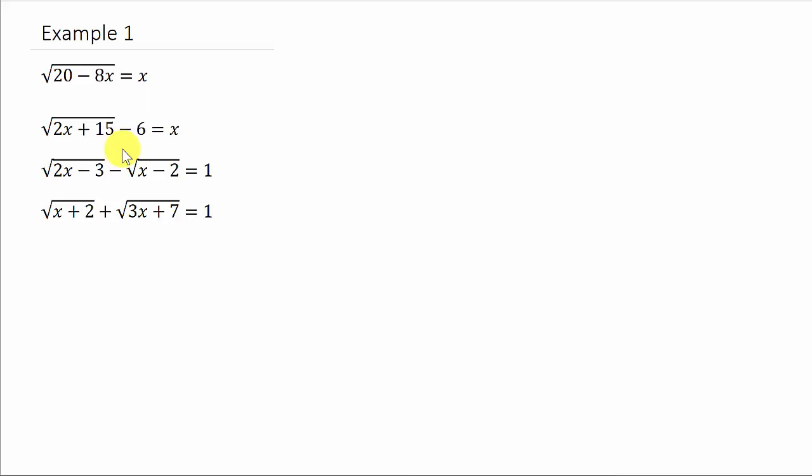Alright, so in this video we're going to look at solving equations with square roots. I've got 4 examples I'm going to work. I may add more later, so watch out for those.